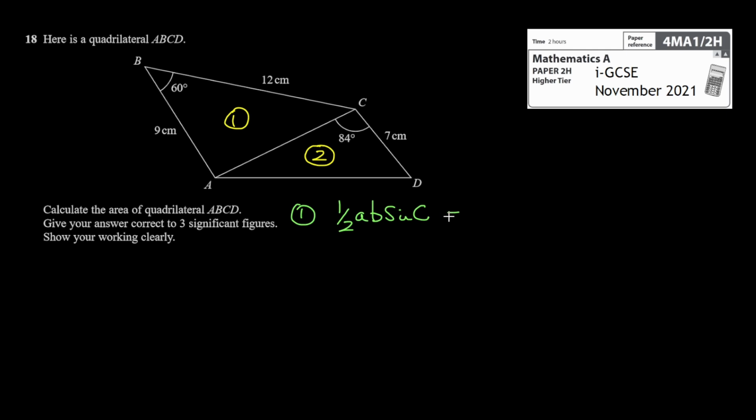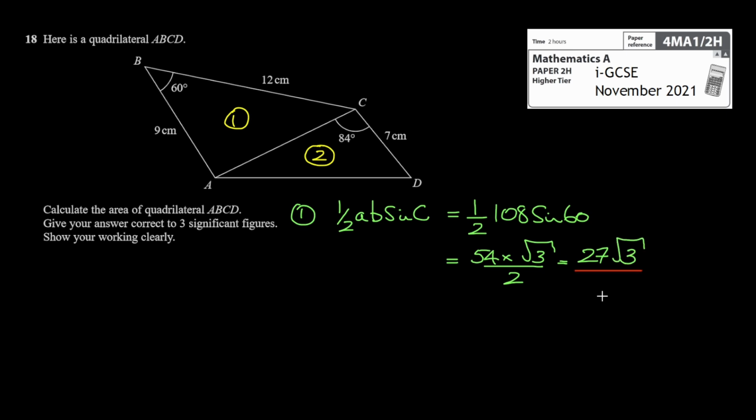So let's work this out. In our case, this is a half A times B, 9 times 12 is 108, sine of 60 degrees. So this is equal to 54 multiplied by the sine of 60, which is root 3 over 2, which is equal to 27 root 3. And that's the first important result.